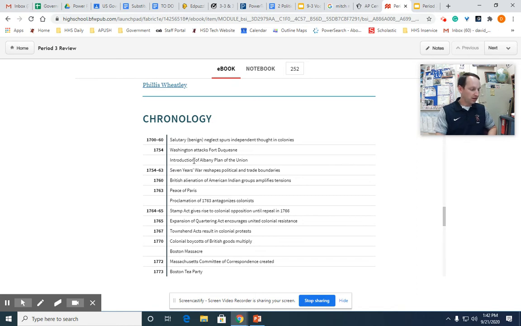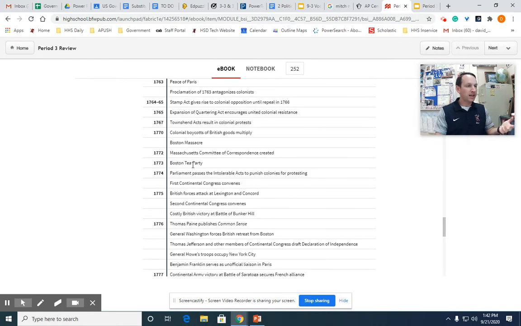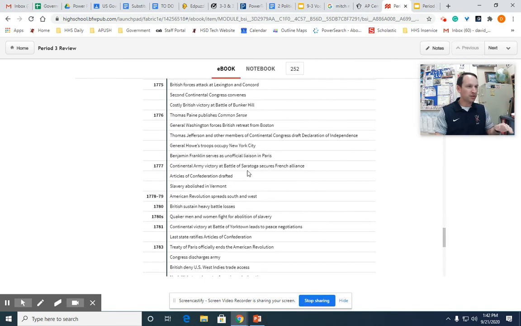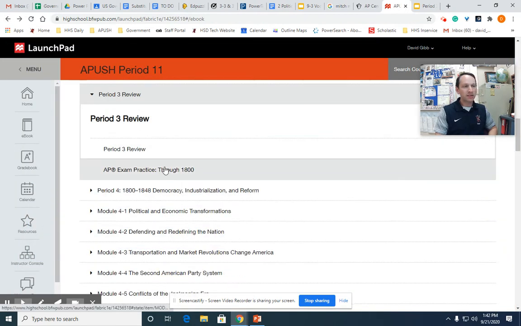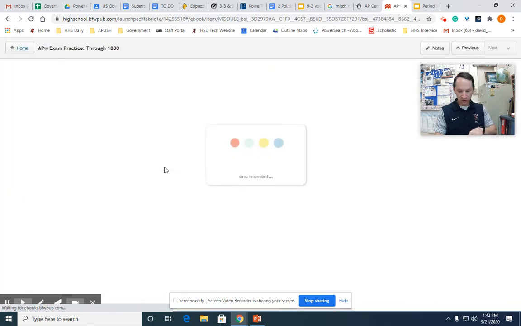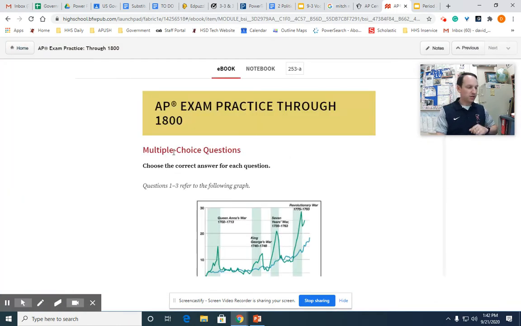The chronology here is also on page 252. Actually, I'm sorry, the people are on page 251. The chronology takes you through the timeline, all in your textbook. When you're done looking through that, if you want to take an AP practice exam, you click on it here. It's on page 253A in your book.